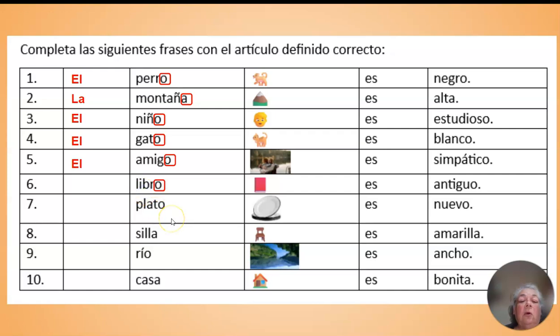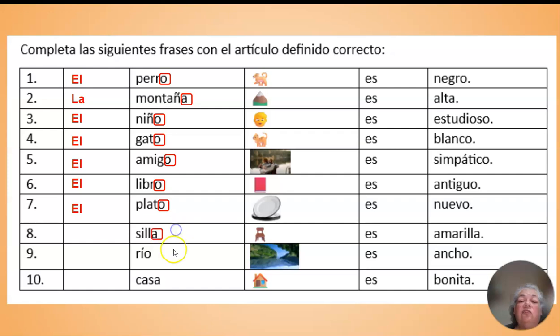Número 6, libro. It ends in O. What kind of noun is this? Masculine or feminine? Masculine. And which is the article that we need? El or la? El. El libro es antiguo. Número 7, plato. It ends in O. That makes it masculine or feminine? Masculine. Very good. And the article that we need, el or la? El. Perfecto. El plato es nuevo.